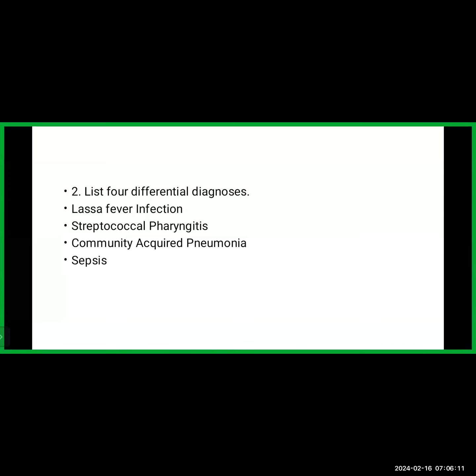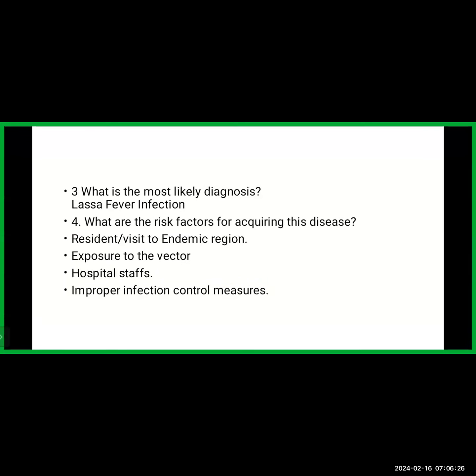I would also think of community-acquired pneumonia because of the history of fever and cough. And I'll think of sepsis because of the fever, cough, and rash, the persistence of the symptoms despite treatment with anti-malaria and antibiotics. Next slide, please. What is the most likely diagnosis? I'll think of Lassa fever infection because of the symptoms I stated earlier.